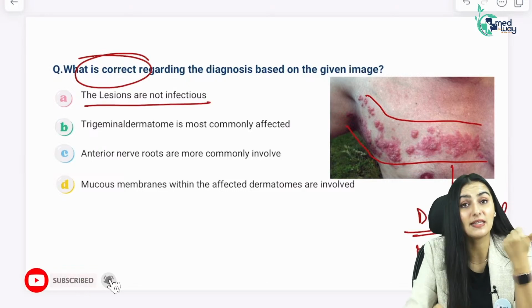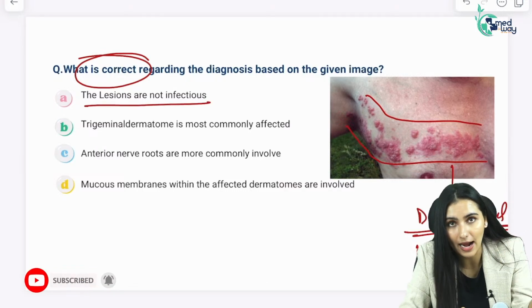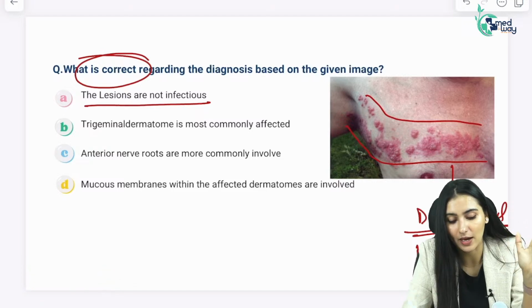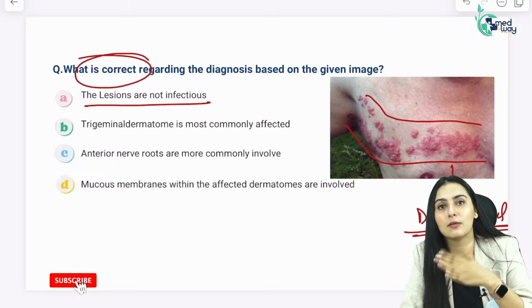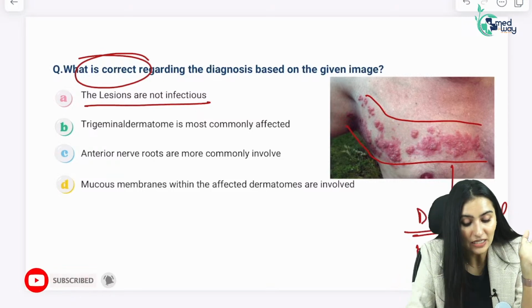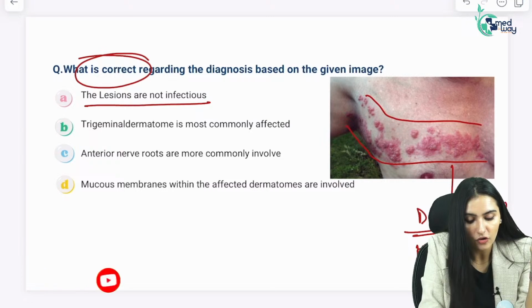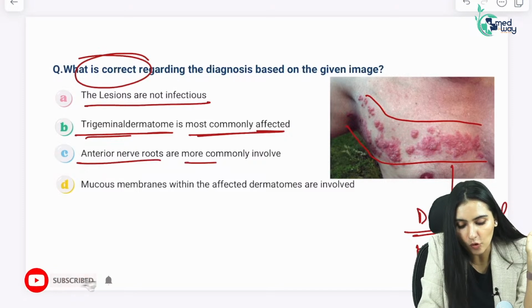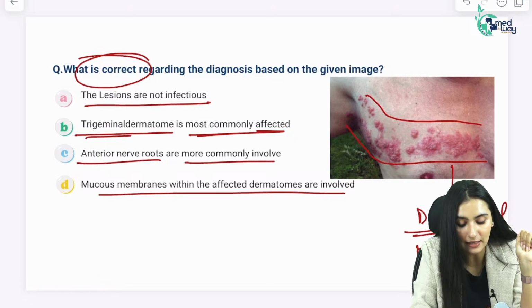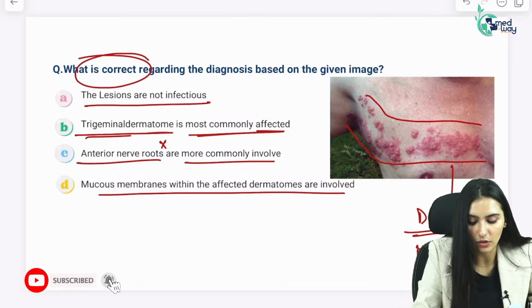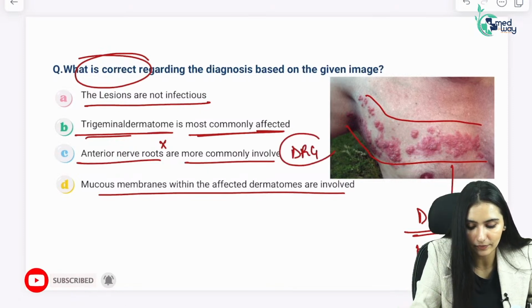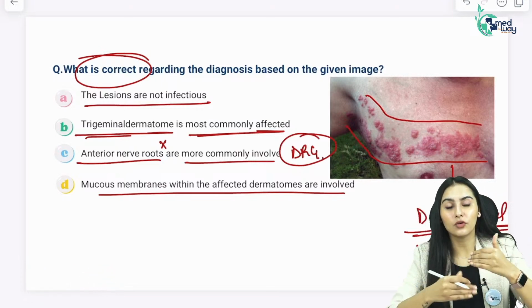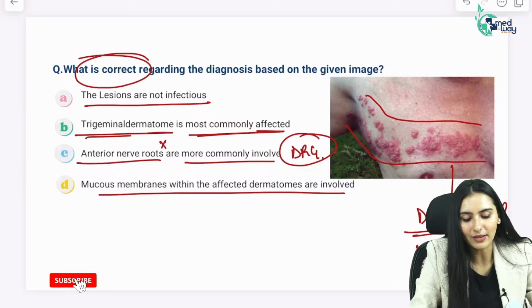The lesions are not infectious. They are infectious. I've told you that someone who's not had chickenpox and doesn't have immunity against this virus will get chickenpox because someone has herpes zoster. So, the lesions are infectious. This is not correct. Trigeminal dermatome is the most commonly affected dermatome. Anterior nerve roots are more commonly involved. Mucous membranes within the affected dermatome are involved. Which of the following is correct? Anterior nerve roots are not involved. I've told you that DRG is dorsal root ganglia. So not the anterior nerve root, the dorsal part is the one that is more commonly involved.